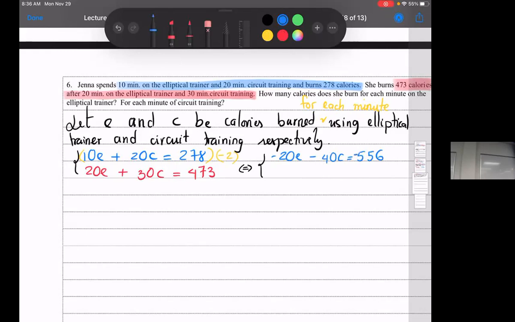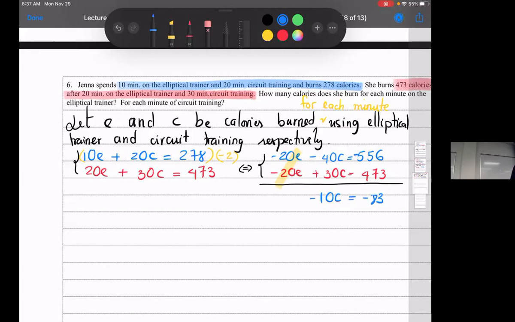negative 556. Thank you. And then negative 20E, and just bring the red one over, plus 30C equals 473. Let me add them up term by term, so that's gone, that's what we want. Now I got negative 10C equals negative 83. What's wrong with me today? Negative 556 plus 473 is negative 83.